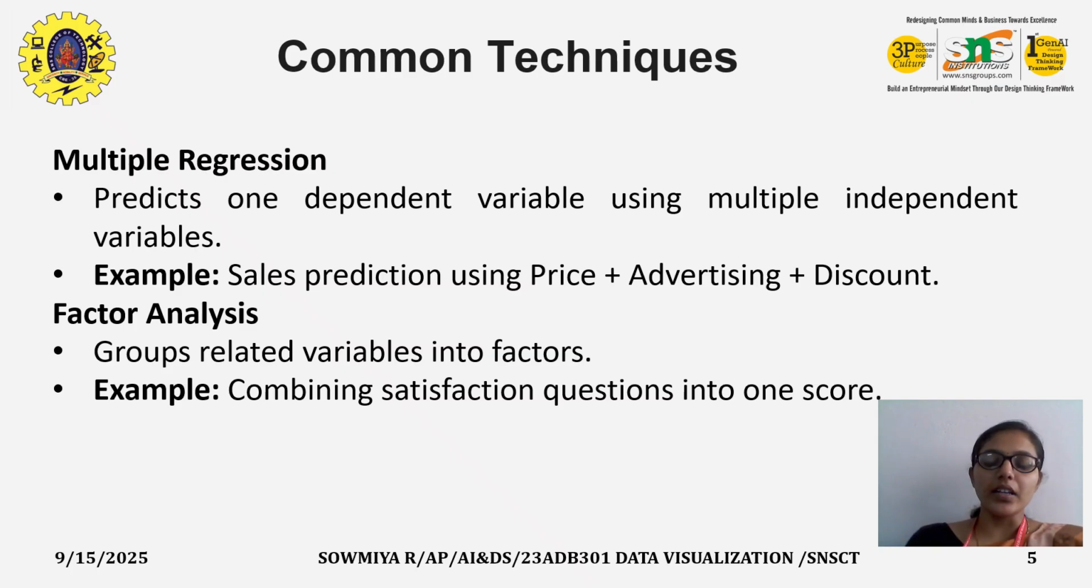Then common techniques. One key technique is multiple regression. It predicts one dependent variable using several independent variables. Example, predicting the sales using price, advertising, and discount. Another is factor analysis, which groups the related variables into one factor. For example, if a survey asks 10 questions about satisfaction, factor analysis can combine them into one overall satisfaction score. This reduces the complexity while keeping meaning intact.